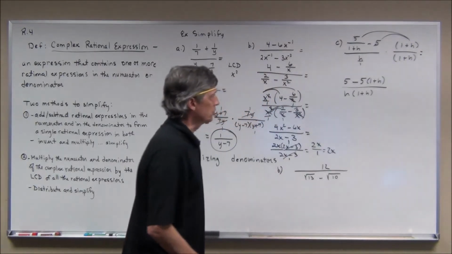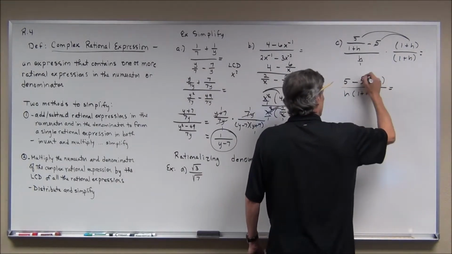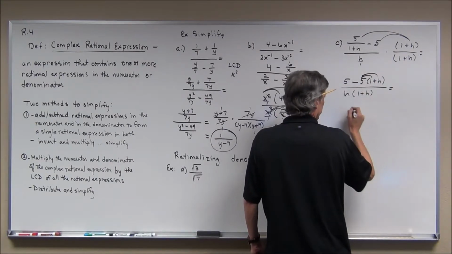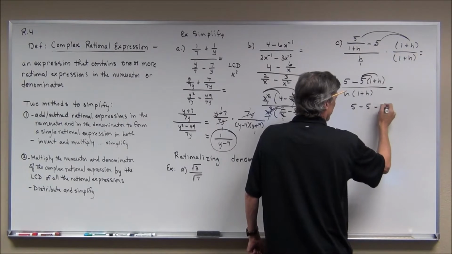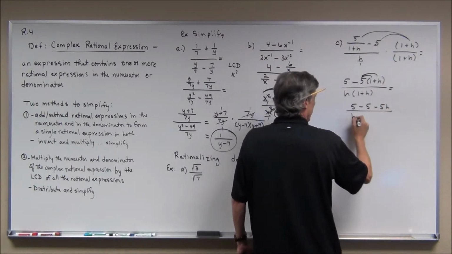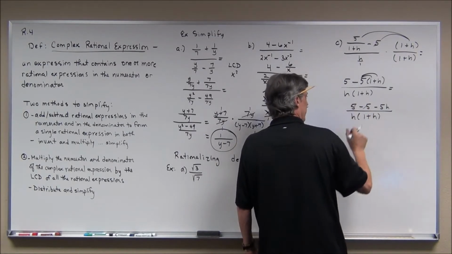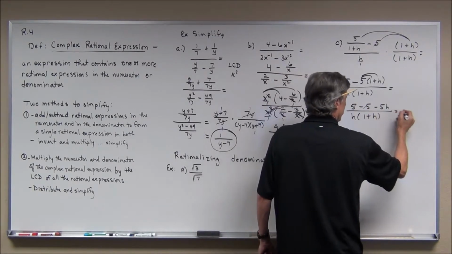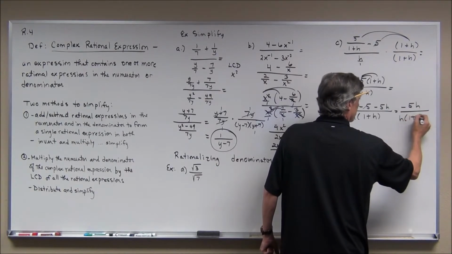Now I'm not going to distribute in the denominator, but I am going to distribute in the numerator. Careful with that minus sign. That gives me 5 minus 5 minus 5h all over h times the quantity 1 plus h. These are going to cancel out. That's just going to add up to 0. So I'm going to get a negative 5h all over h times the quantity 1 plus h.